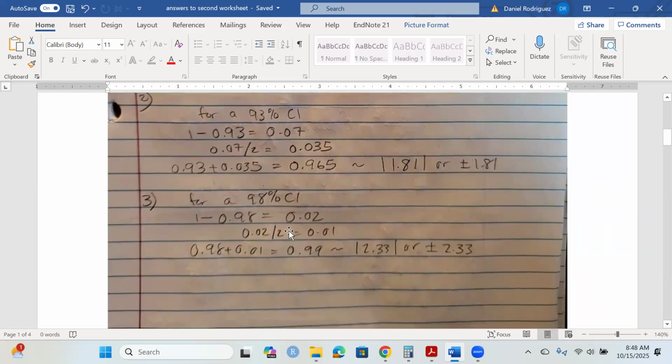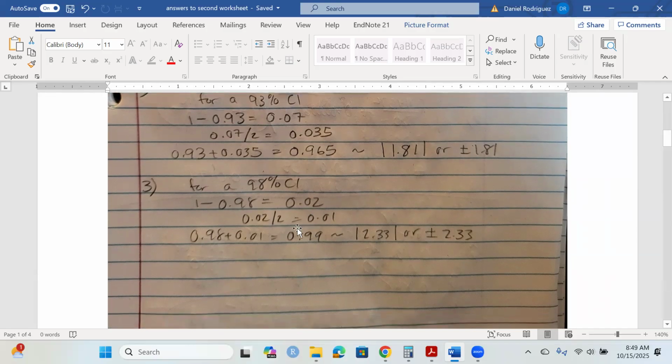For the third one, the 98% confidence interval. So this gets easier as you go on, right? If this were an exam, you'd hope you get a lot of these because it gets easier and easier. So it's 1 minus 0.98 equals 0.02. Divide that by 2, you get 0.01. 0.98 plus 0.01 is 0.99. So the approximate answer there is 2.33.